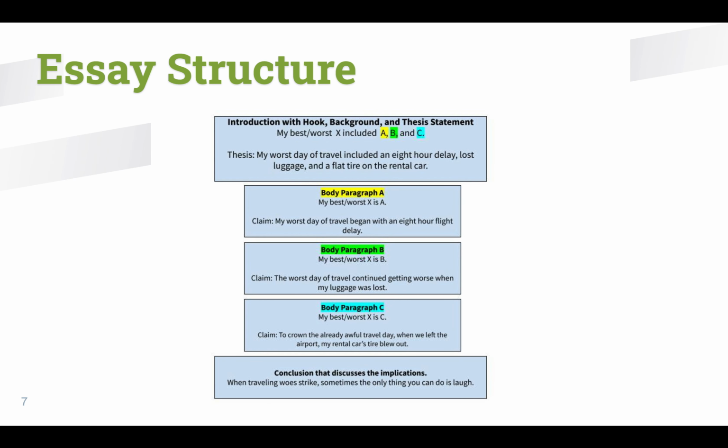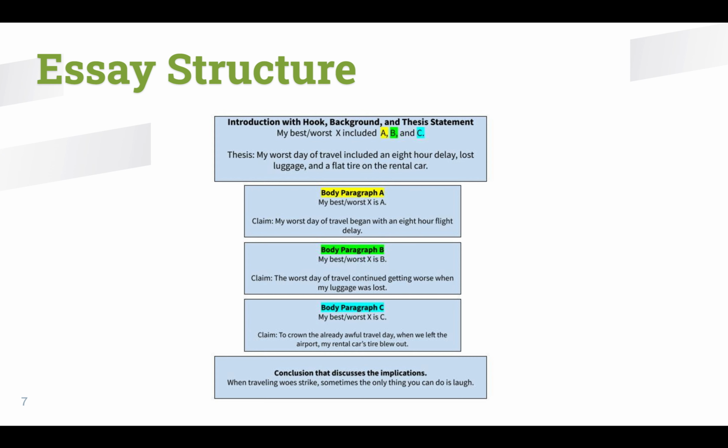Here we go. This is a visual example of the structure of your essay. You'll see in the first box, there's an introduction with a hook, background information, and thesis statement. And the sample thesis statement here is my best or worst X included A, B, and C. Here's the thesis statement for that. My worst day of travel included an 8-hour delay, lost luggage, and a flat tire on the rental car. Do you see how there are 3 specific things that contributed to my worst day of travel?